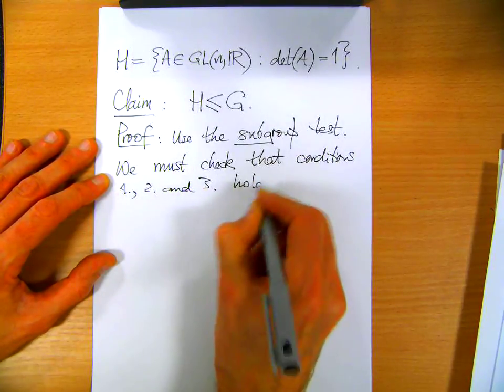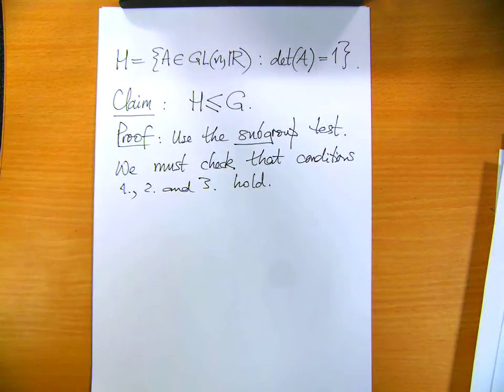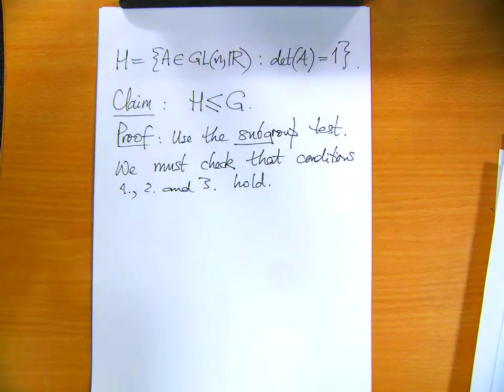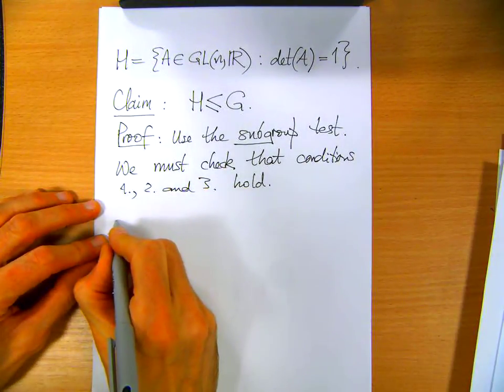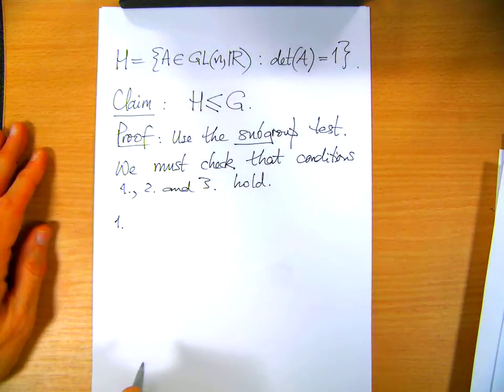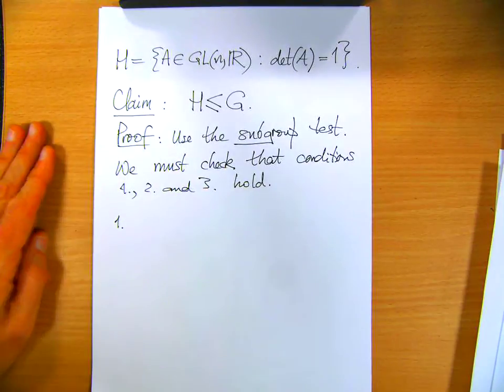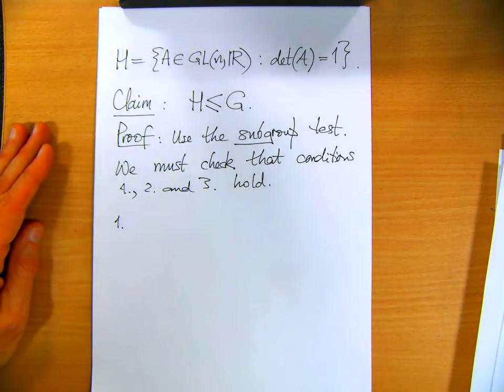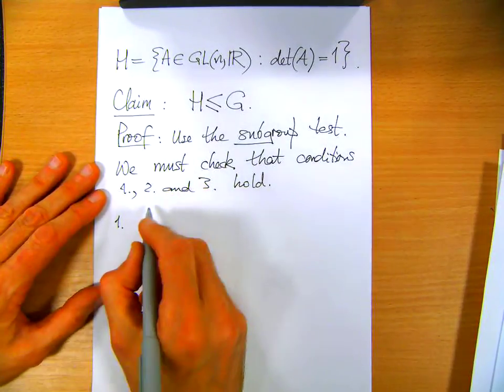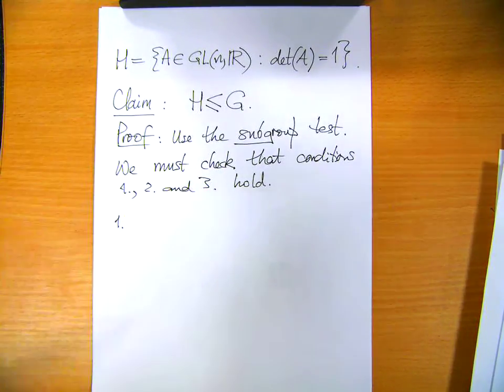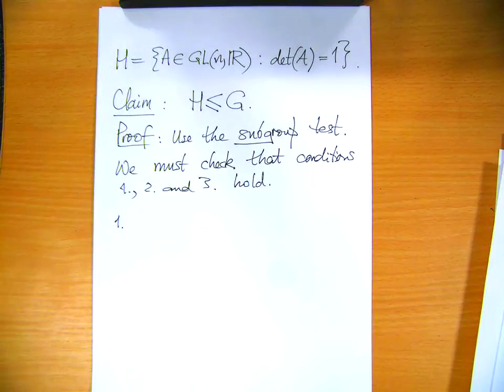So this is a typical example of using the subgroup test. We're going to go through conditions 1, 2 and 3 and check that they all hold, and then we'll deduce that H is a subgroup. So condition 1. What's condition 1? That was closure under the binary operation on big G. So how do we check closure? We have to take two elements of H, multiply them together, and check that we stay in H.